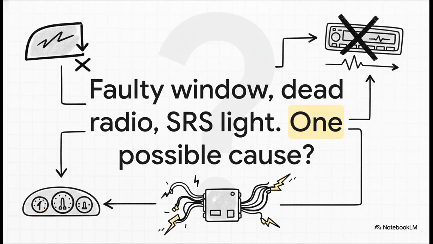So imagine this. A car shows up in your bay and the job card is just weird. The driver's window is stuck, the radio's completely dark, and you've got an airbag light glaring at you from the dash. I mean, what on earth do those three things have in common? They seem completely random. Where do you even begin to look?